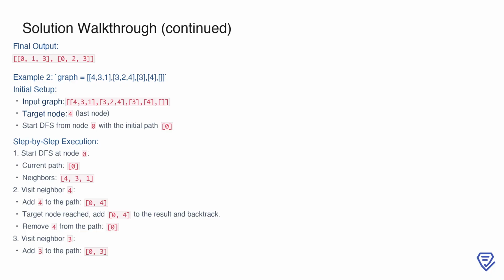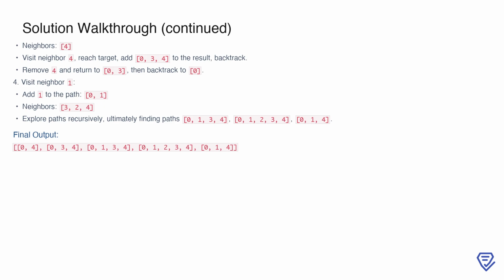Next, we visit neighbor 3, adding it to the path to form [0, 3]. From node 3, we observe that it has one neighbor, node 4. We visit this neighbor, reaching the target node, and add the path [0, 3, 4] to the results. Afterward, we backtrack by removing 4 from the path, returning to [0, 3], and then backtrack further to [0]. Next, we move to neighbor 1, adding it to the path to form [0, 1]. Node 1 has 3 neighbors: 3, 2, and 4. By exploring these neighbors recursively, we find 3 additional paths: [0, 1, 3, 4], [0, 1, 2, 3, 4], and [0, 1, 4].